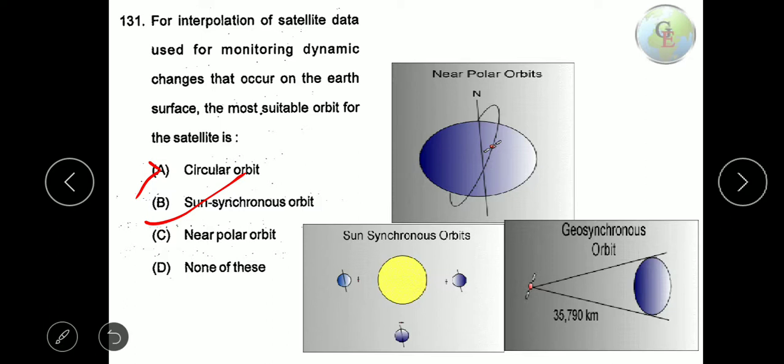Then another one is near polar orbit. Near polar orbits, there are polar orbits. These orbits have an inclination near 90 degrees and allow the satellite to see virtually every part of the Earth's surface as the Earth rotates underneath it. And next question.